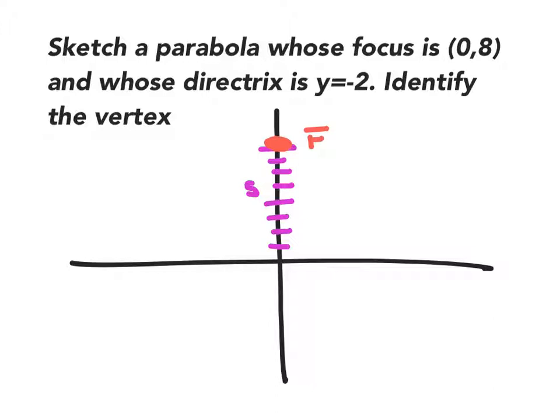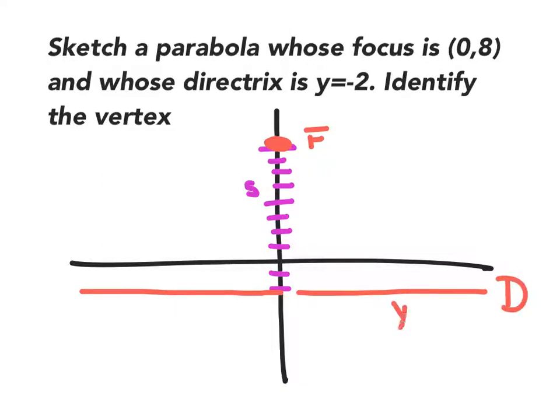Now I need my directrix at y equals -2, so I'm going down 2. Drawing my directrix as a line, I'm going to put a D for directrix, and y equals -2. Now I have to find the vertex, which is sitting directly in the middle. So here's what we do.